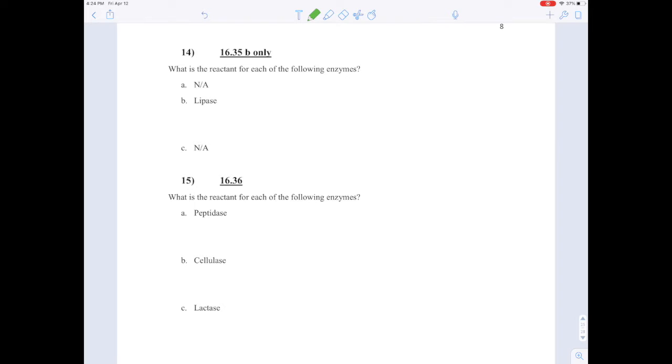So as we saw in chapter 16, questions 12 and 13, enzymes make reactions happen faster, and they do that by positioning molecules and by tugging on their bonds. But there are lots of different types of enzymes in the human body because there are lots of different reactions that need to be sped up.